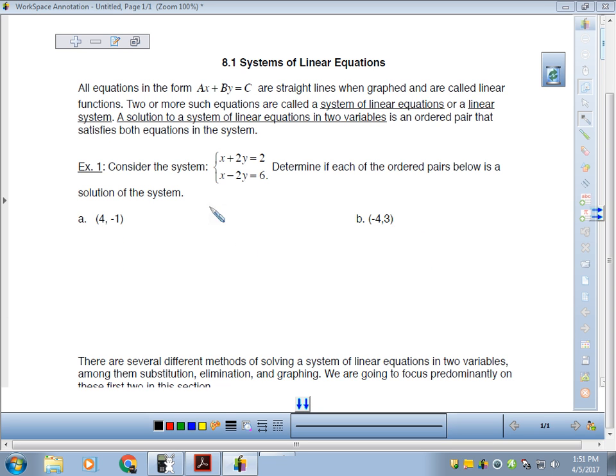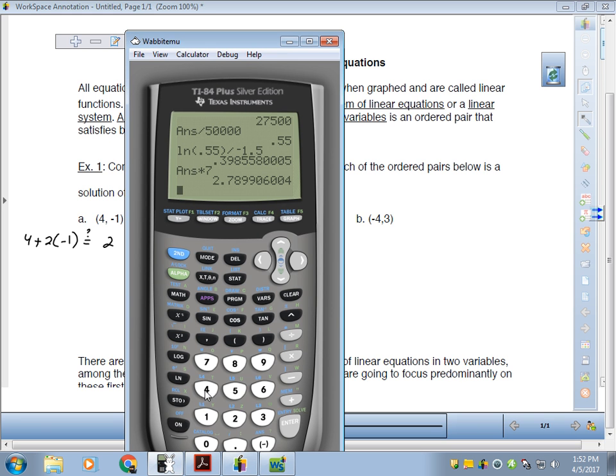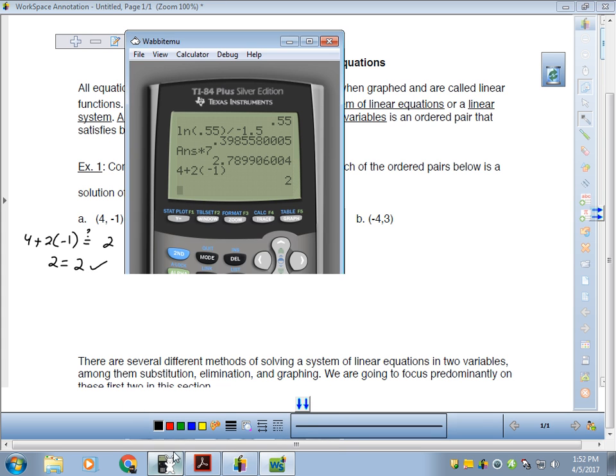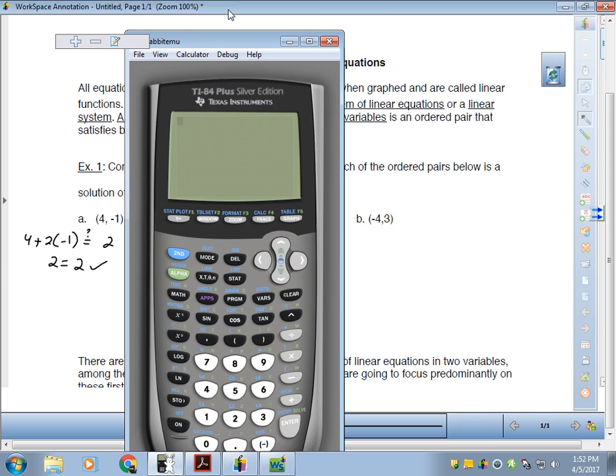So we're going to start here with 4, negative 1. We're going to take that and we're just going to plug it into this equation. So 4 plus 2 times negative 1, does that equal 2? If we go to our calculator here, 4 plus 2 times negative 1, we get 2. So 2 equals 2. Check. It works in that first one. I'm just going to clear that out real quick.